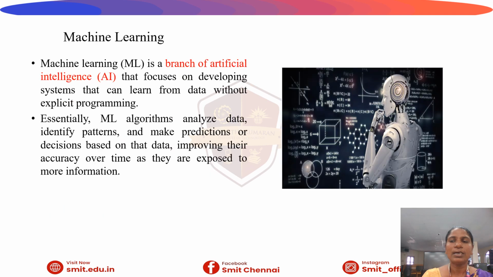Next one, machine learning. Artificial intelligence makes a system learn like a human. Machine learning is a branch of AI that focuses on developing systems that can learn from data without any explicit programming. It is a subset of AI. It analyzes the data, identifies patterns, and makes predictions or decisions based on the data without explicit programming. So this is machine learning, a branch of artificial intelligence.